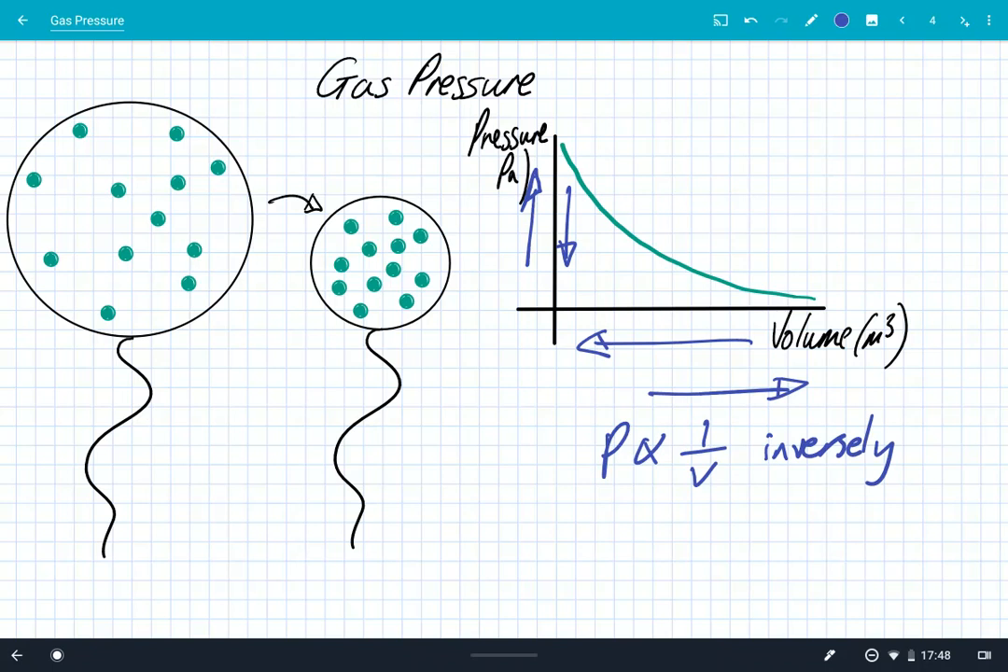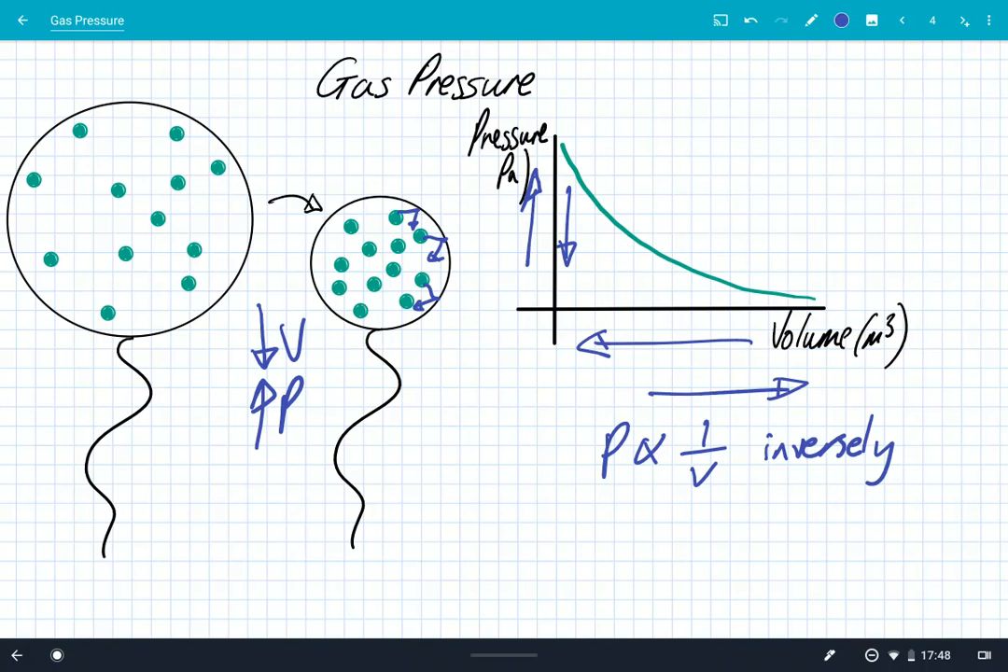In this picture here, you can see that we've decreased the volume. By decreasing the volume, we've got the same number of particles in a smaller volume. Therefore, the pressure is going to increase because there's going to be more collisions of these particles with the walls of the container per second when there's less space for them to move around.